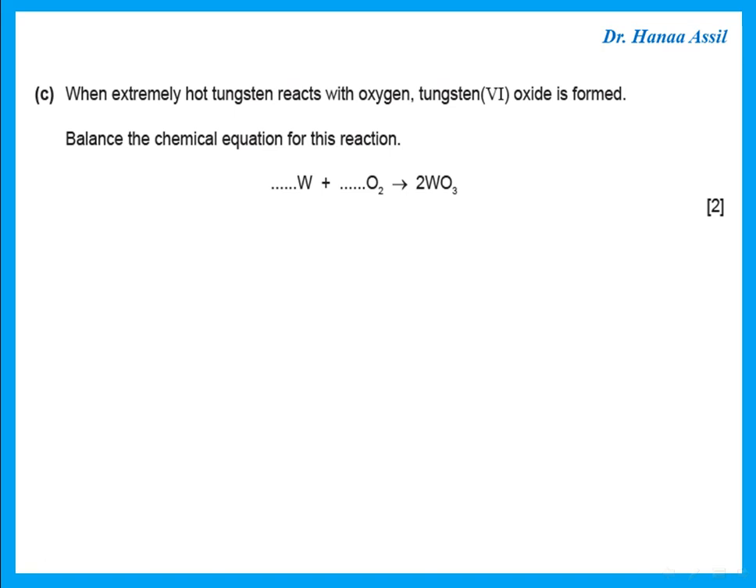When extremely hot tungsten reacts with oxygen, an oxide is formed. Balance the equation. So obviously, how many tungsten is the W? If you look at the periodic table, the symbol for tungsten is W. So how many tungsten after the arrow? I have 2, so I need to put 2 before the arrow. How many oxygens after the arrow? You should realize that I have 2 times 3. So before the arrow, I will also need 2 times 3.